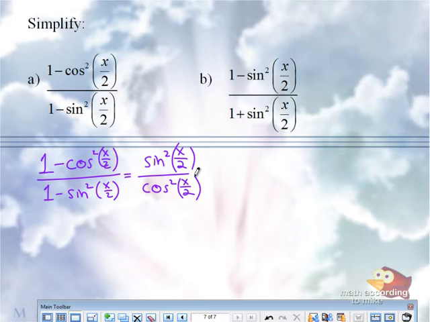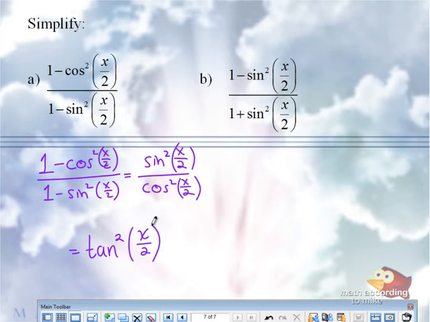So notice we have sine squared of x over 2 over cosine squared of x over 2. Well, the angles match. So what's sine squared over cosine squared? Tangent squared of x over 2. That's all it is. You can't get any nicer. So you're totally welcome to use these formulas. It'll take you 4 extra steps. You'll eventually get to tangent squared.